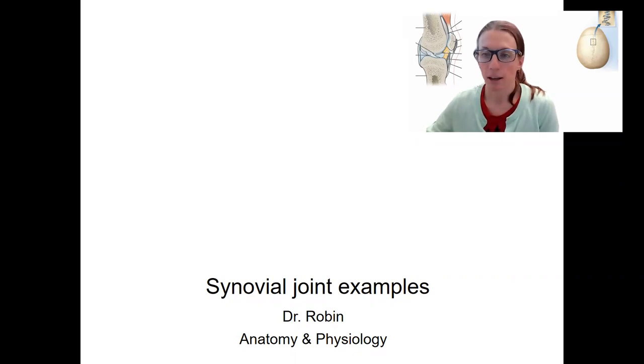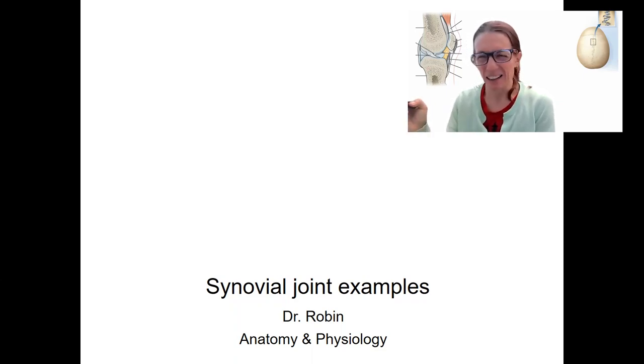Now we're going to see some examples of synovial joints, so those movable joints in your body. Some of these we're going to go into more detail in lab, and you're going to see the bone markings, muscles, ligaments, and how those allow for movement at that joint.